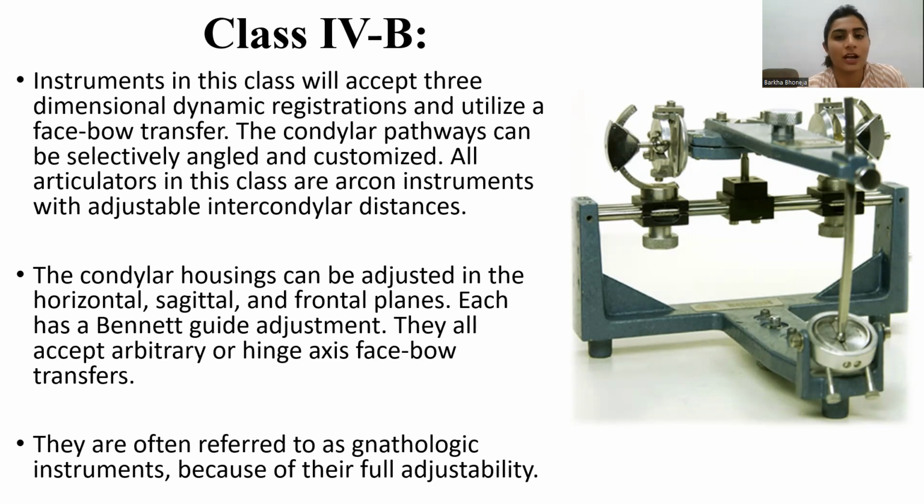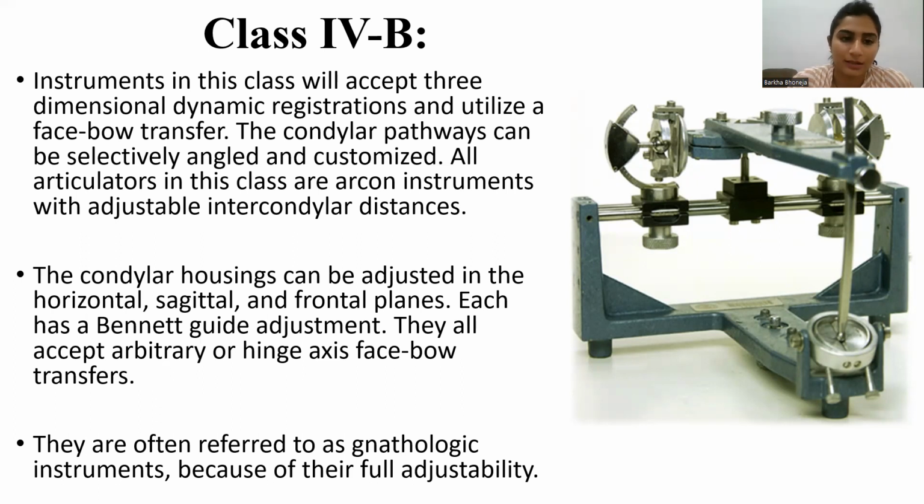Now, this condylar housing, that is the condyle, which is present in the fossa. As you can see, it can move forward, it can move side to side, and it can rotate also. So, this is the three-dimensional registration of the condyle in the articulating fossa. Now, this can be adjusted in this articulator. Each has Bennett guide adjustments. Now, if your condyle is moving forward in the anterior plane and moving side to side, this side to side movement of the condyle in the articulating fossa is the Bennett guide adjustment.